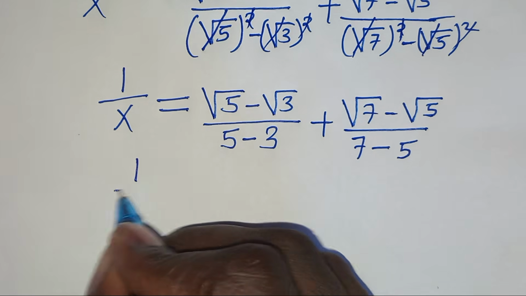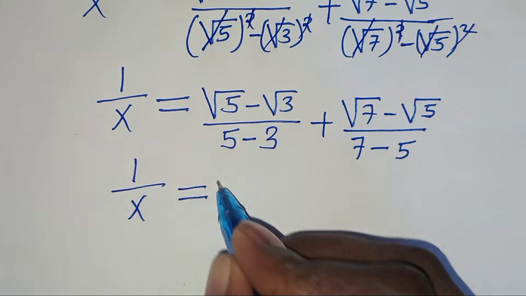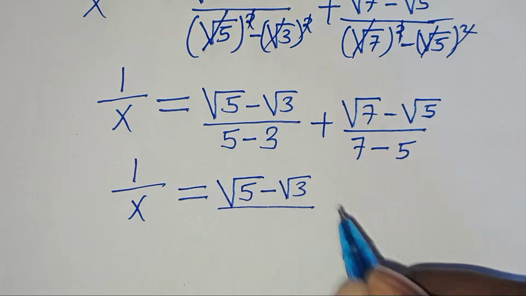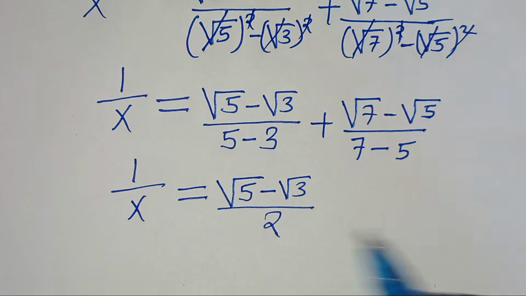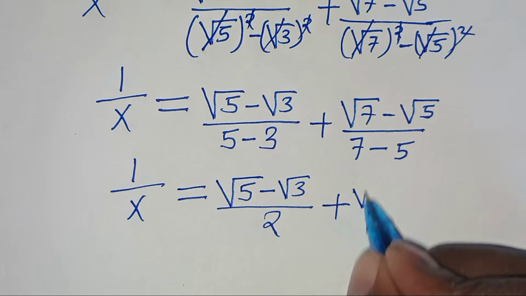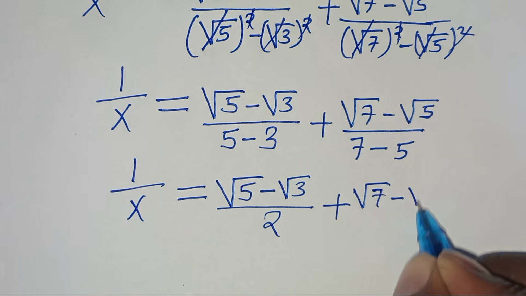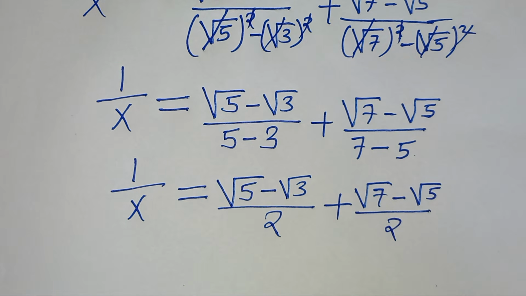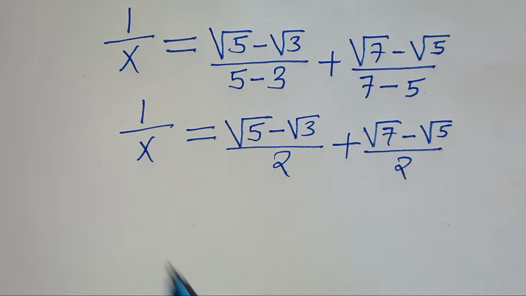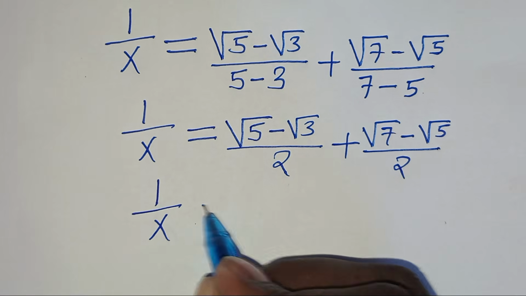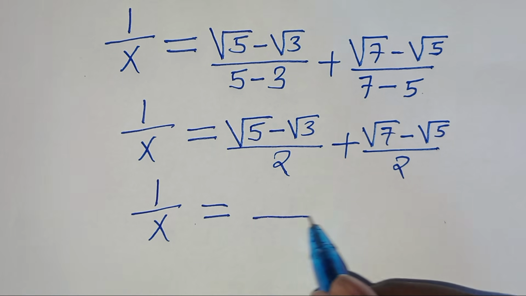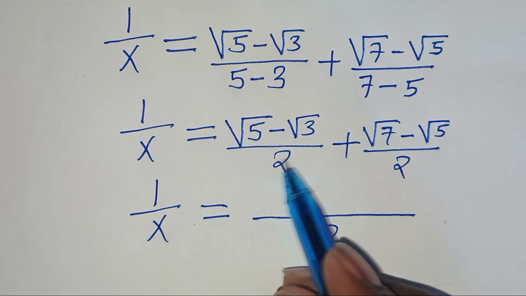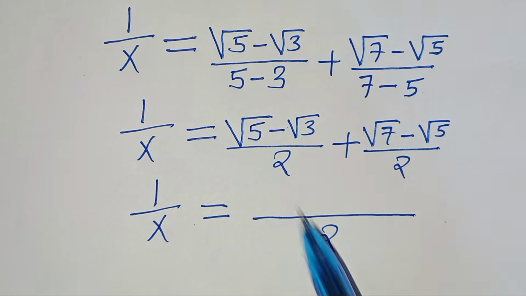So we have 1 over x. This is equal to square root of 5 minus square root of 3 divided by 5 minus 3, which is equal to 2, then plus square root of 7 minus square root of 5 divided by 7 minus 5, which is 2. So the next step, we have 1 over x. This is equal to, now we have the LCM here, which is 2, such that 2 divided by 2 is 1 times square root of 5 minus square root of 3.